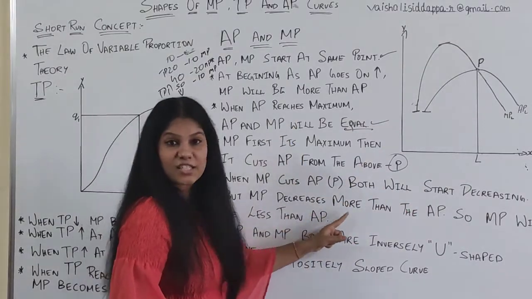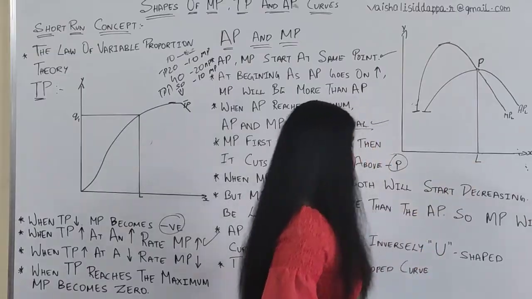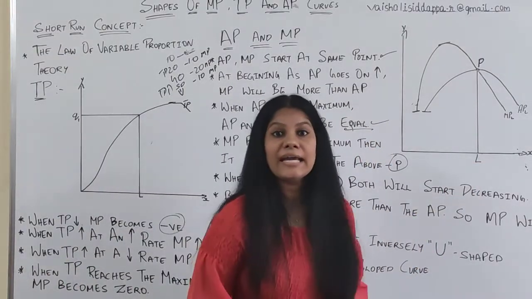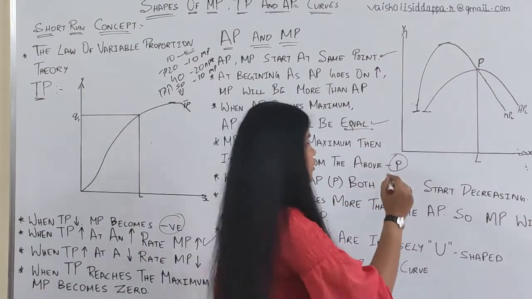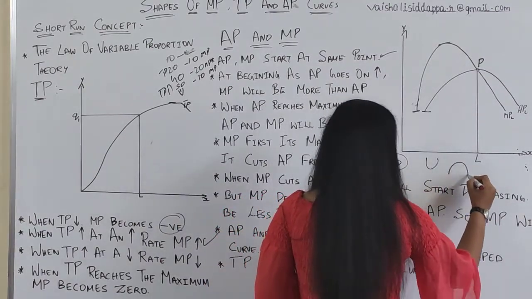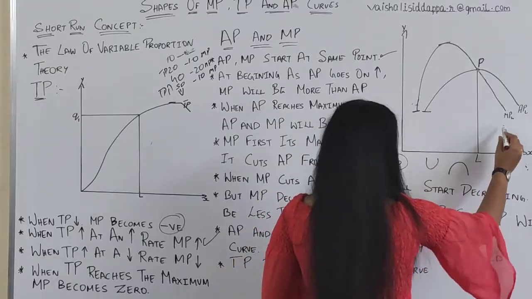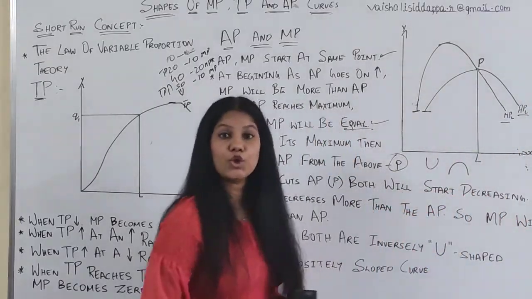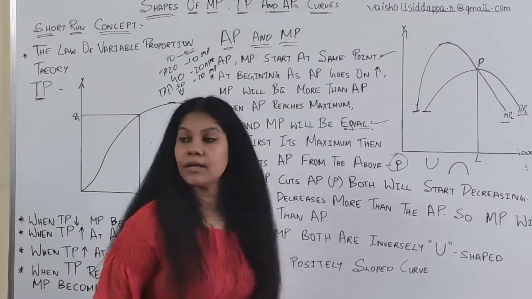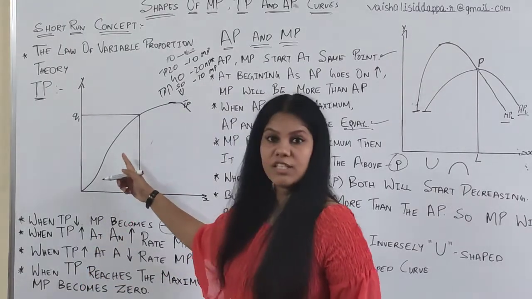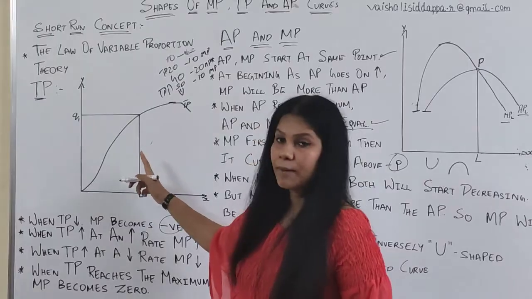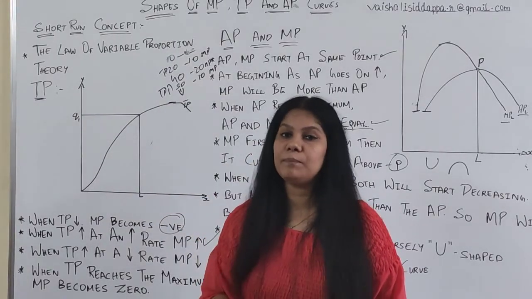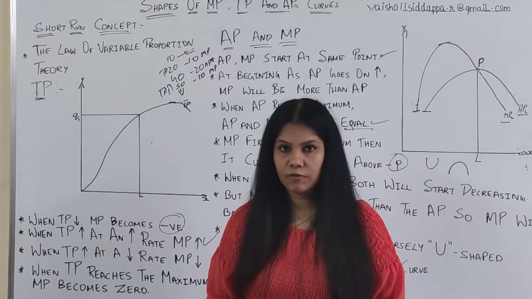But MP decreases more than the APL, as I said. So now AP and MP are both in the same shape, an inverse U. MPL and APL are both inverse U shaped. And as for the TPL, if you are talking about this particular shape, it is continuously increasing, so the shape of the TPL is positive.